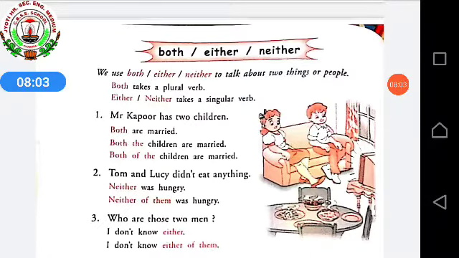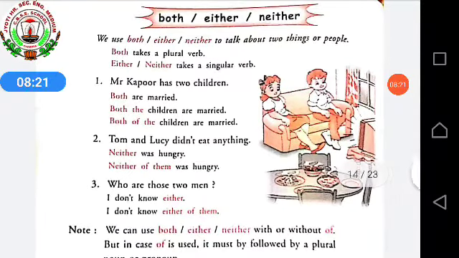Mr. Kapoor has 2 children. Both are married. This is also a correct way of writing. Both the children are married. This is also right. Both of the children are married. This is also right. So you can use these 3 for writing.